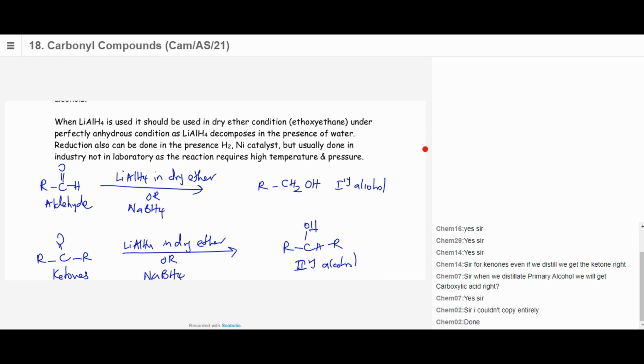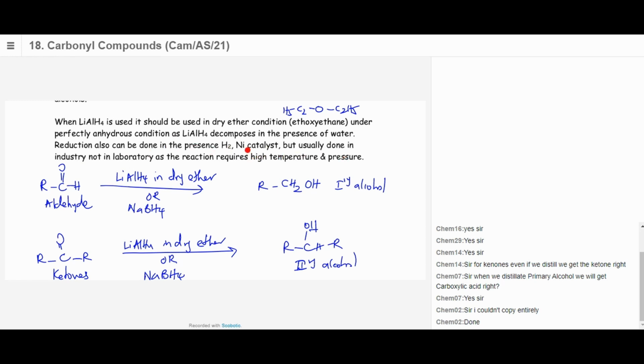Ethoxyethane is used. This is the formula of ethoxyethane, C2H5, oxygen, C2H5. Ethoxyethane is an ether. Under perfectly anhydrous conditions, as lithium aluminium hydride decomposes in the presence of water. Reduction also can be done in the presence of hydrogen and nickel catalyst, but usually done in industry, not in the laboratory, as the reaction requires high temperature.